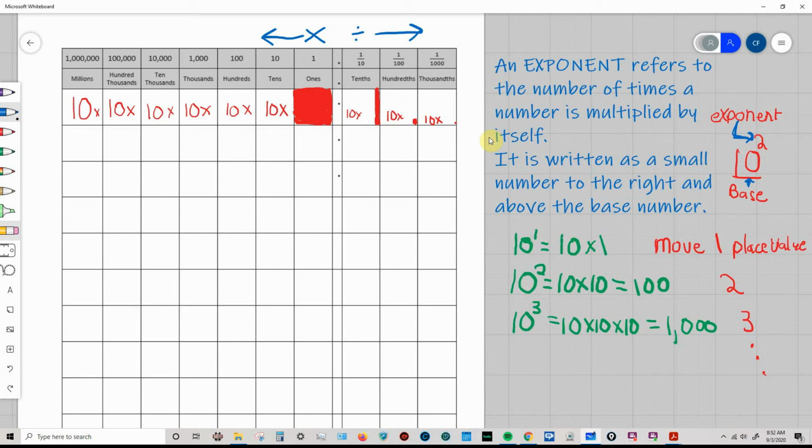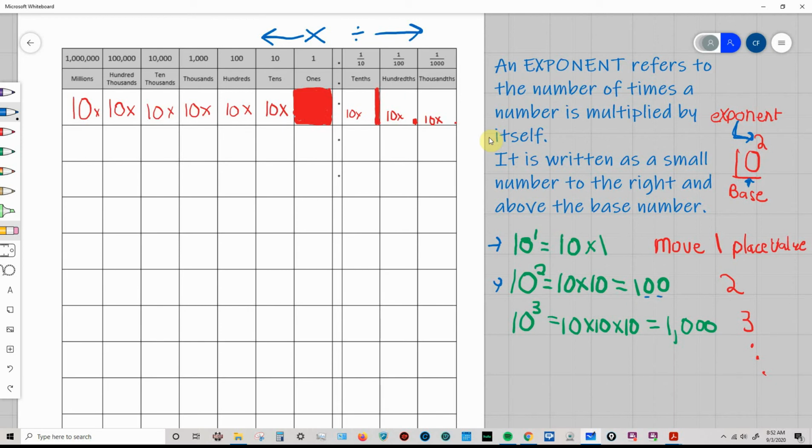So here are some examples. We have 10 to the first power, which is just 10, or 10 times 1. You would move one place value greater in the case of multiplication, and of course less in the case of division. 10 squared is simply 10 times 10, two tens, and the answer, of course, is 100. Notice it has two zeros. You would move two place values, depending on your operation.